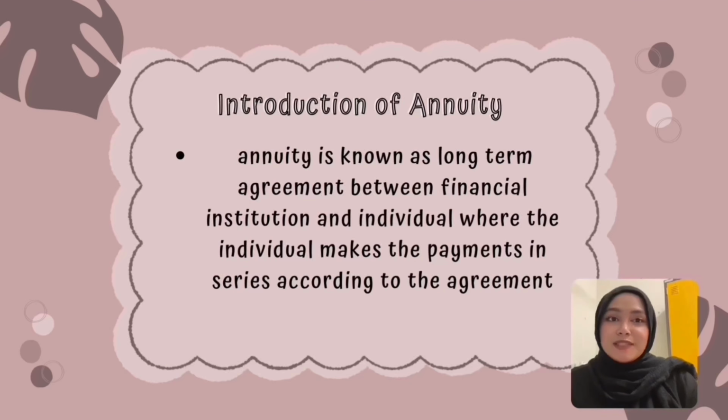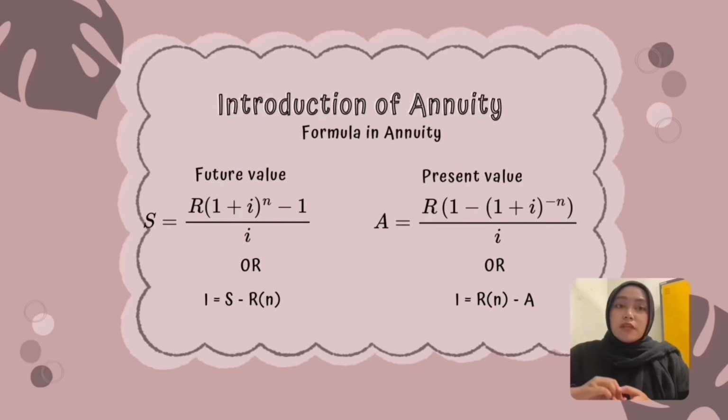Next, moving to annuity. Annuity is known as a long-term agreement between a financial institution and an individual, where the individual makes payments in series according to the agreement. Moving on to the formula of the annuity.